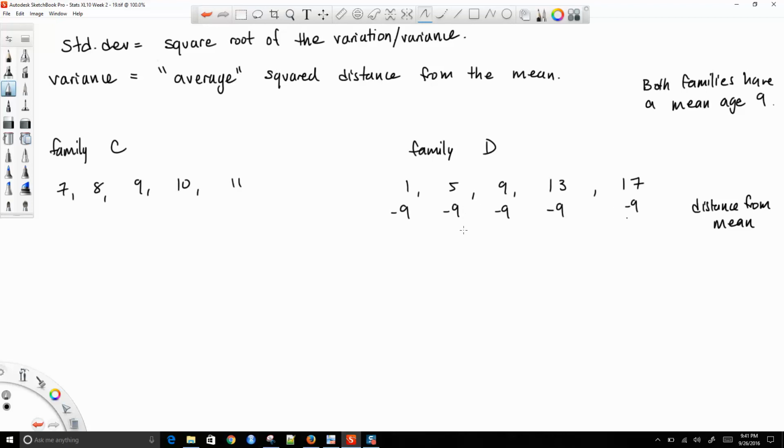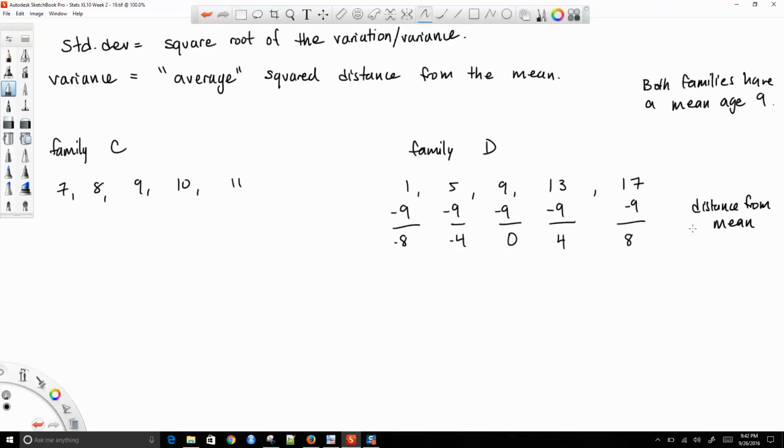I'm going to take the difference. How far is 1 away from 9? It's 8 below. How far is 5 away from 9? It's 4 below. How far is 9 away from 9? 0. How far is 13 away from 9? It's 4. And how far is 17 away from 9? It is 8 away. So these are the distances from the mean. Is that okay?